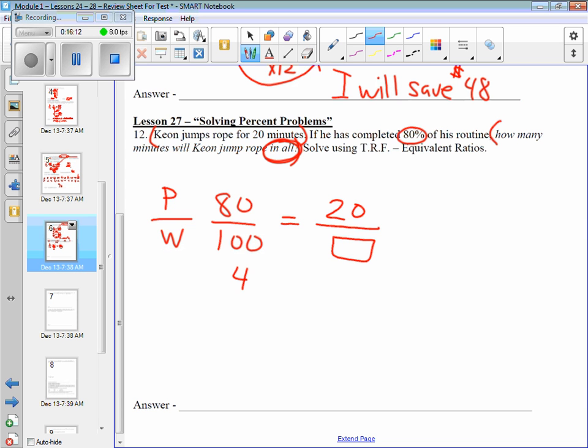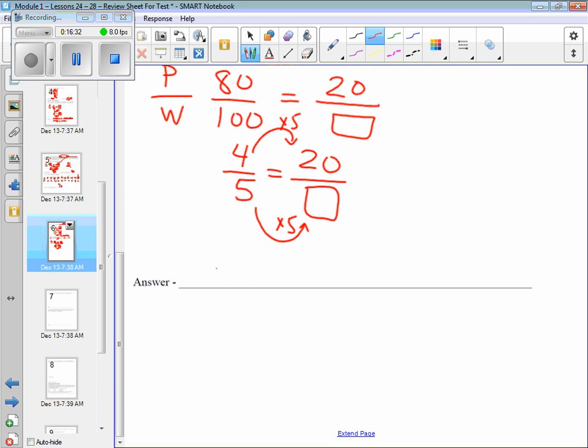We have to reduce this to simplest form, which is 4 over 5. And we will get our answer by multiplying both by 5, and the whole amount, in this case the total time that he's jumping rope, is 25 minutes. And that takes care of 12.